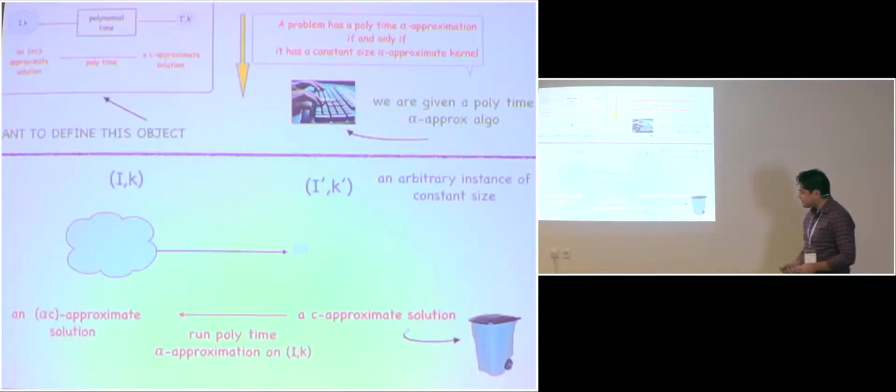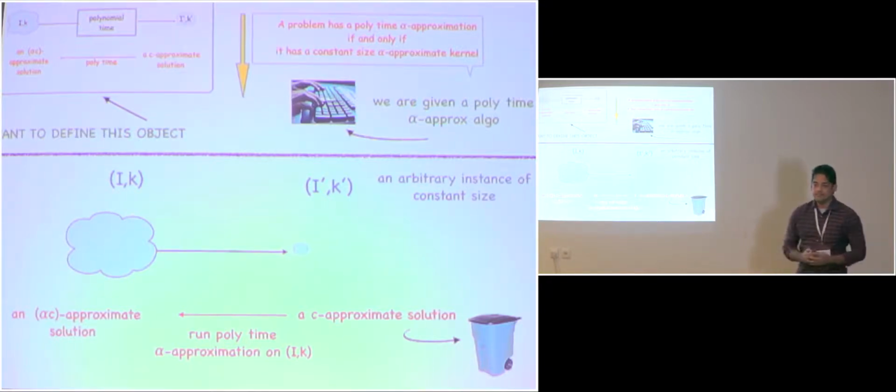It's not very hard. So let's look at one direction, and it is the following. Suppose that we are given a polynomial time alpha approximation algorithm for a problem. Now I have to define to you this object, which is an alpha approximate kernel of constant size, which means that the output here should have constant size. So how do I come up with this object? Given I comma k, I'm just going to construct an arbitrary instance of constant size and reduce it.